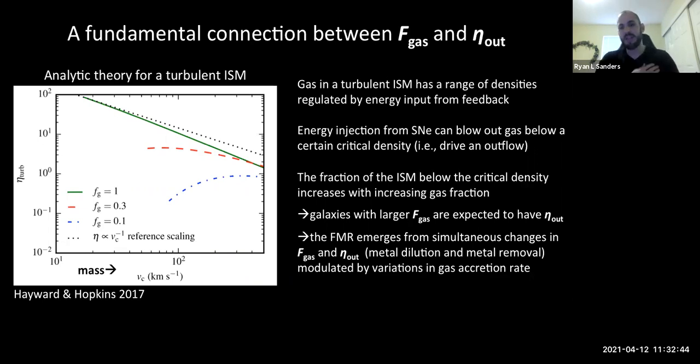And so this basically corresponds to a situation where the eta out is larger when the star formation rate is larger as well, because of course the gas content and the star formation rate are going to scale essentially linearly according to the Kennicutt-Schmidt law.